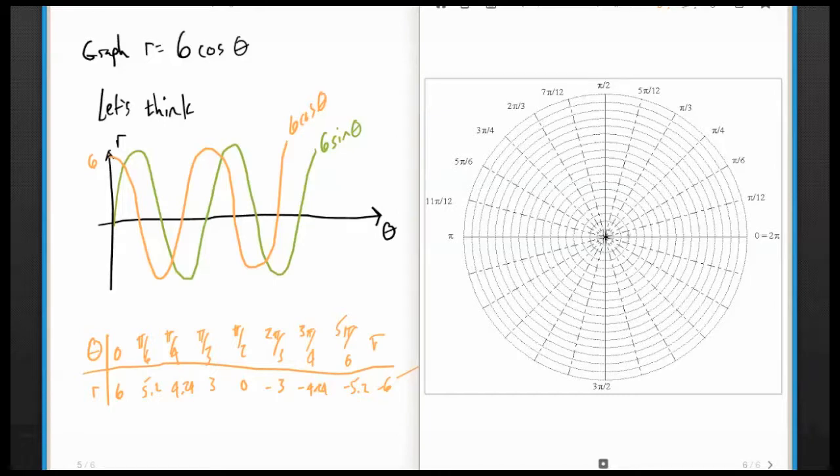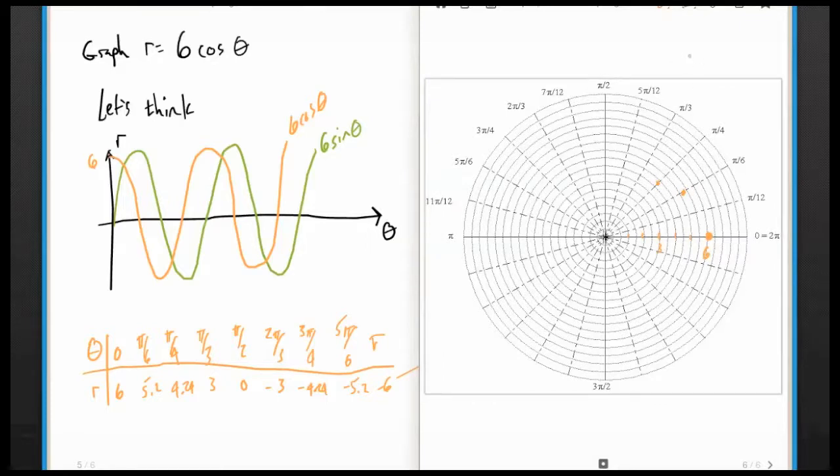Here's 1, 2, 3, 4, 5, 6. So when my theta is 0, I'm looking in the 0 direction. My radius starts at 6 right away. And then at pi over 6, it drops down to 5.2. So here's 6, 5.2 is roughly there. And then pi over 4 is 4.2. Here's pi over 4, this is 5, 4.2 is roughly there.